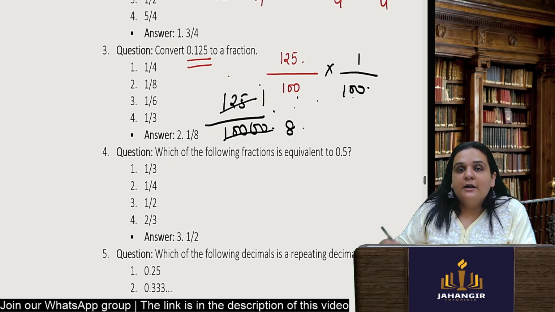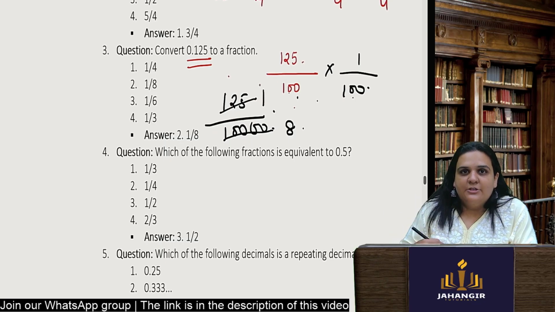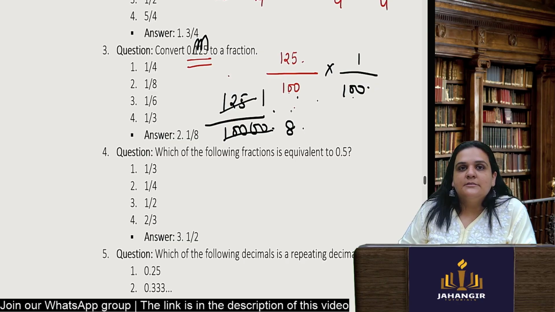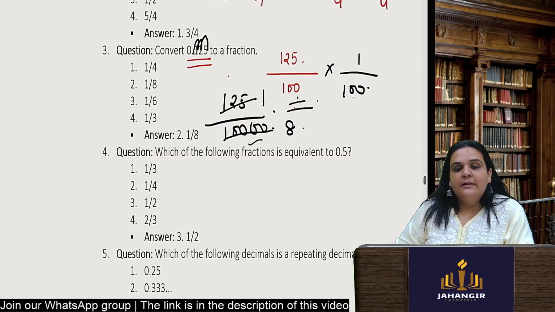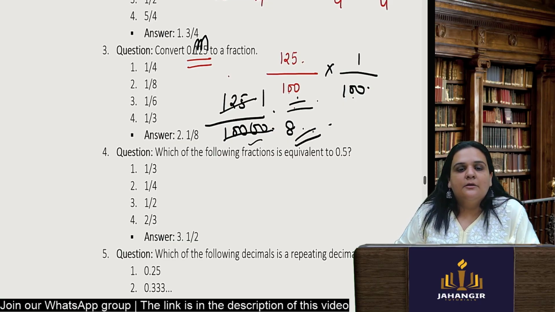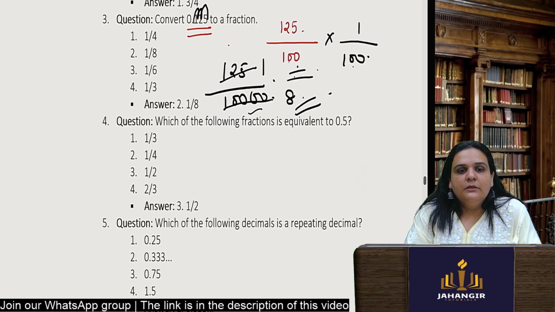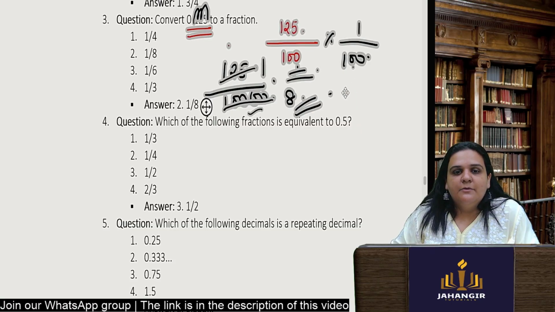And since I have converted this decimal into a fraction, to convert that I have to take 1, 2, 3, so 100 places. So that I have taken it, so it will be 10,000. So 125 ones are 125 and it will be 8. And 1 divided by 8. The answer will be 1 divided by 8.